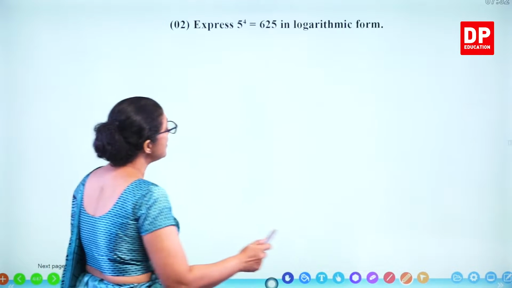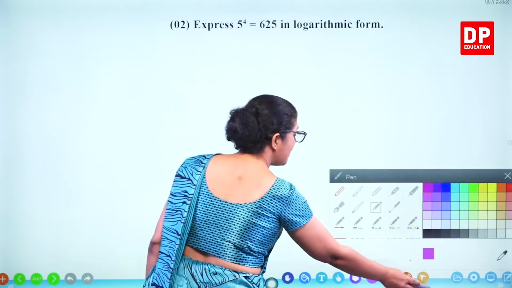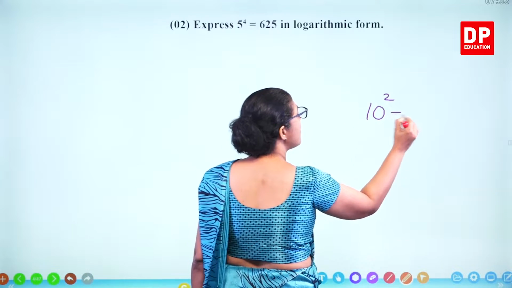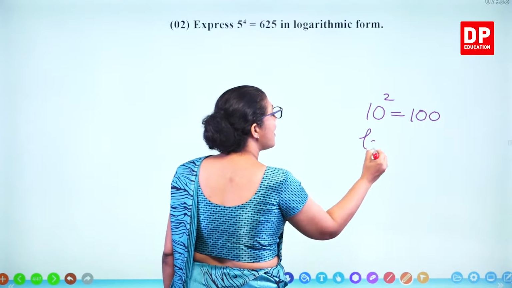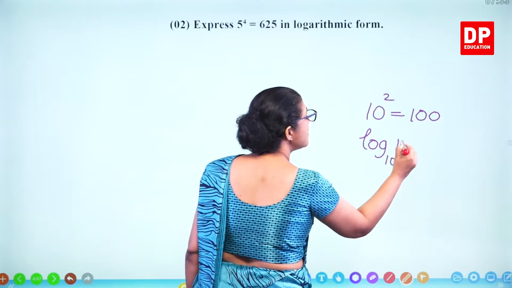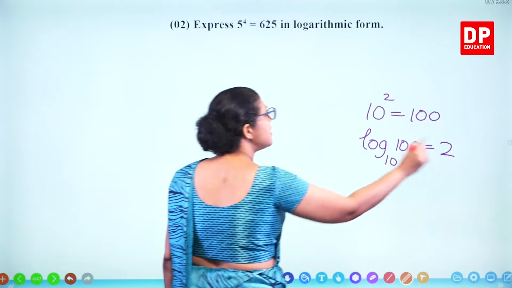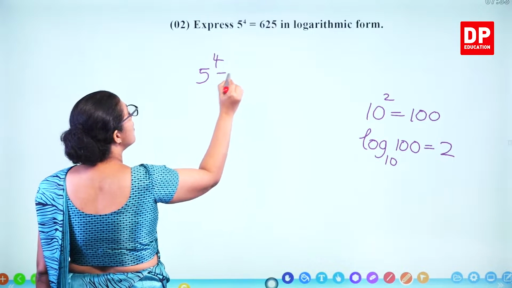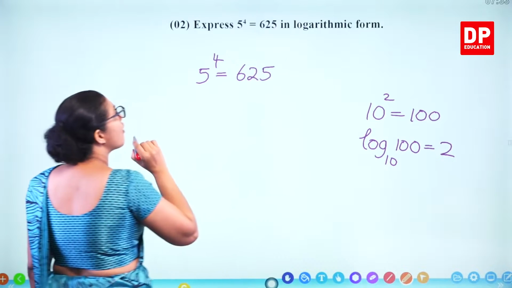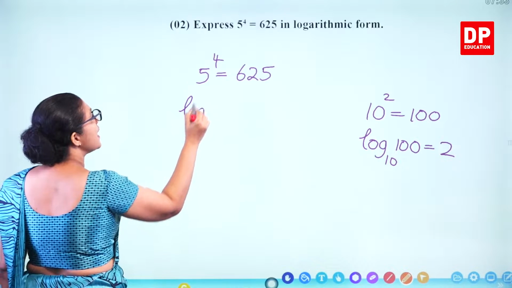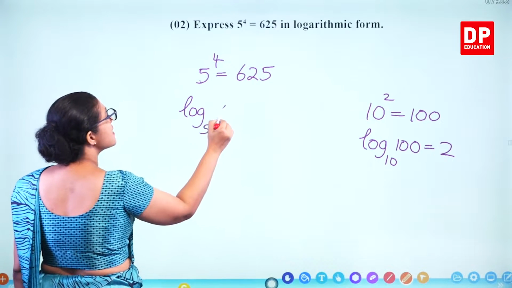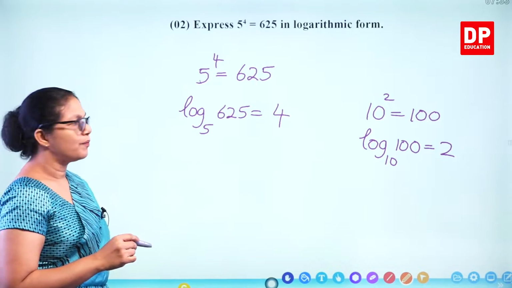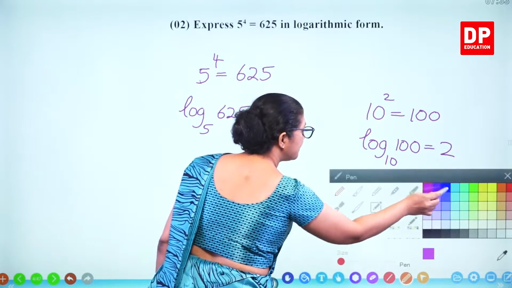Question 2. Express 5 to the power 4 equals 625 in logarithmic form. Can you remember 10 squared is 100? So we can write this as log 100 base 10 is equal to 2. So the index goes there. Likewise, how can you write 5 to the power 4 in logarithmic form? This is base 5, 625 is equal to the index, that's 4. So you get 2 marks for that.